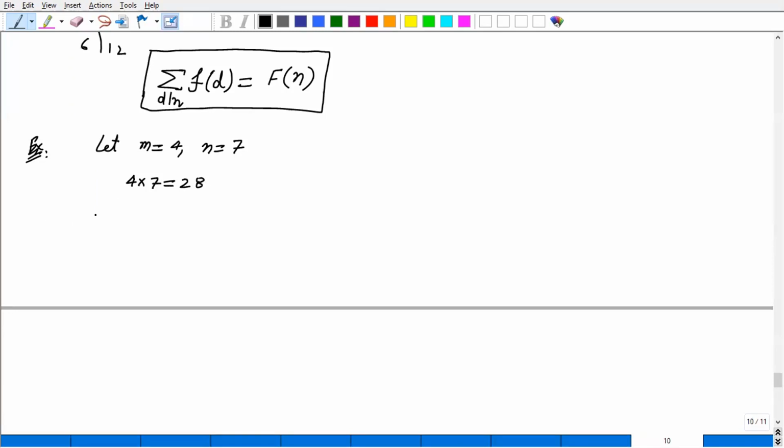First we will compute F of 28. For F of 28, we are using the product 4 times 7. You can also take the product 2 times 14. We have assumed that f is multiplicative. So F of 28 is the sum over the divisors of 28 of f of d.